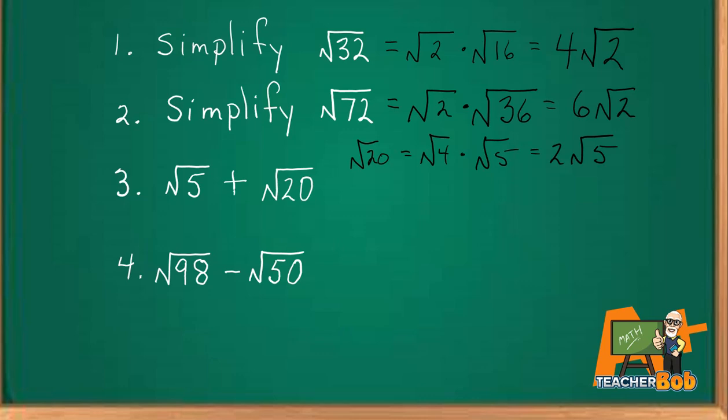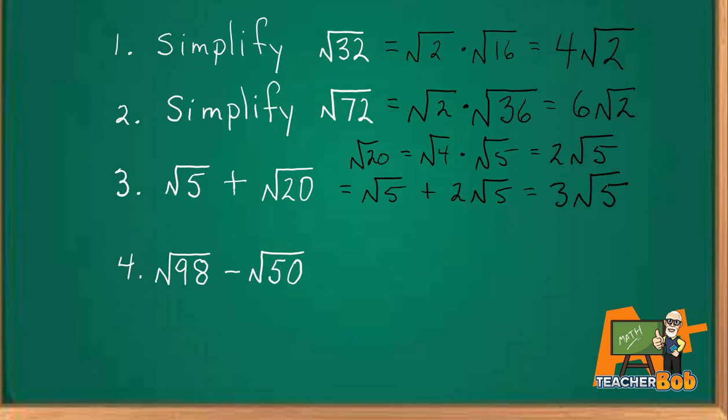So let's rewrite that. We have the square root of 5 plus 2 times the square root of 5. Our answer is 3 times the square root of 5. Simple as that. Okay, and one last question here. This is not addition, but subtraction. And we need to break down our 2 square roots here.